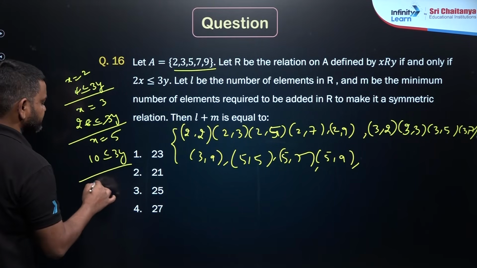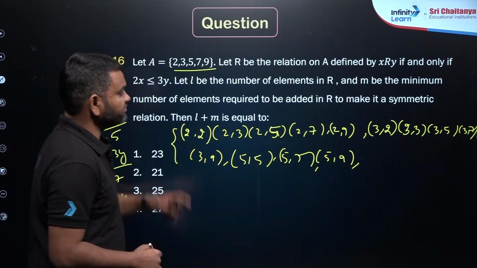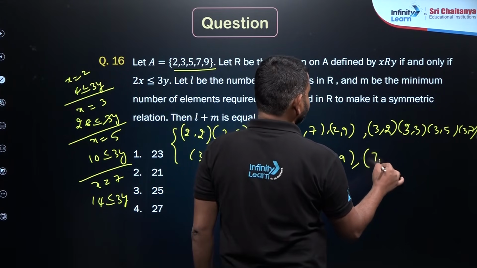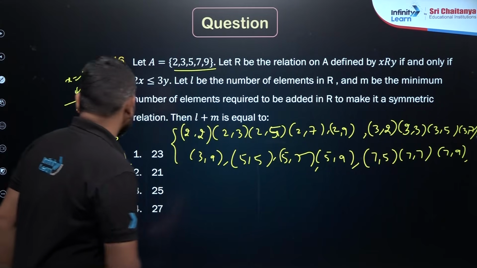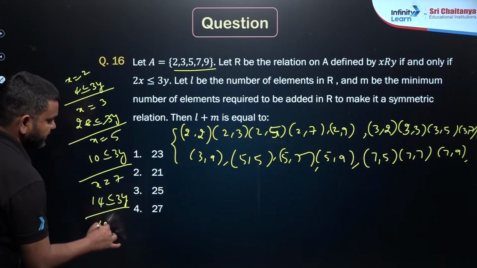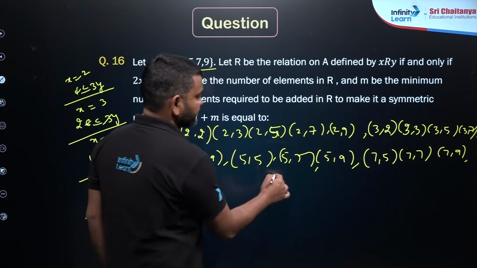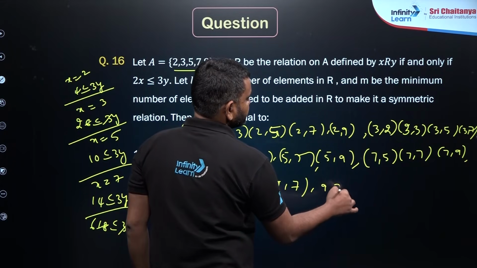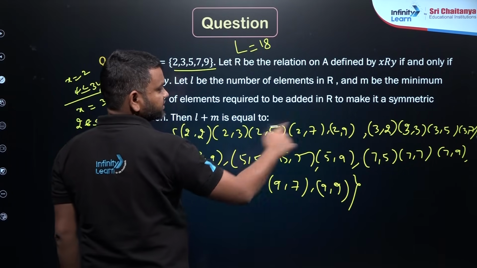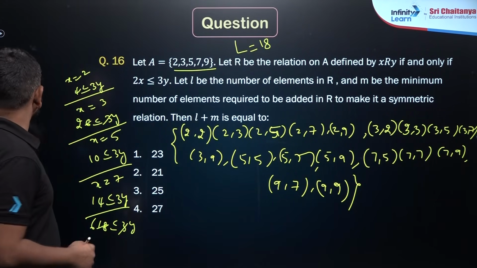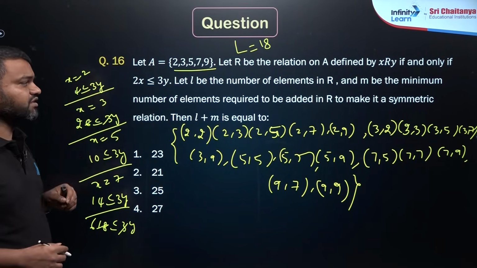Now the next case is x being 7. If x value is 7, 14 is less than or equal to 3y, which means y value starts from 5. So 7 comma 5, 7 comma 7 and 7 comma 9. And the last one, if x value is 9, then this is 18 less than or equal to 3y, or 6 less than or equal to y. Then from 7 I can take, so 9 comma 7 and 9 comma 9. Now count all these numbers. L value you are going to get as 18 because there are 18 elements. And the next thing you need to check is the number of elements you need to add so that it will become symmetric.